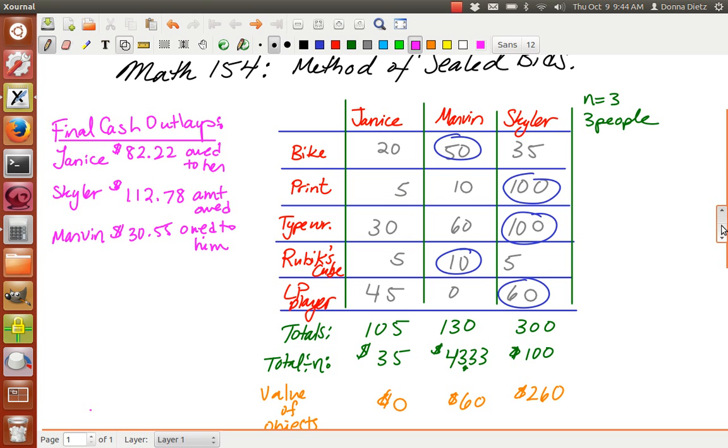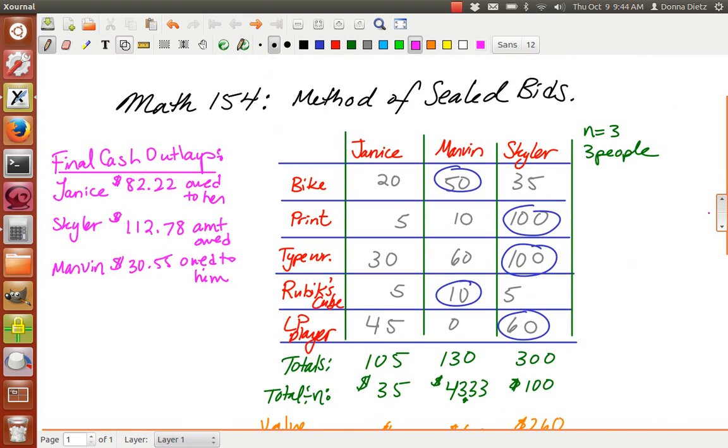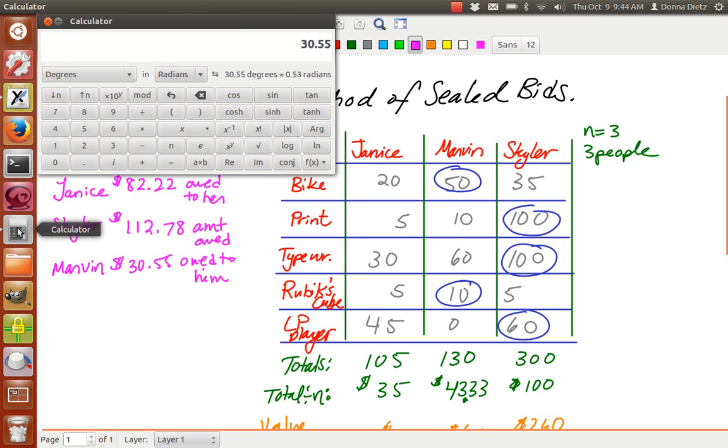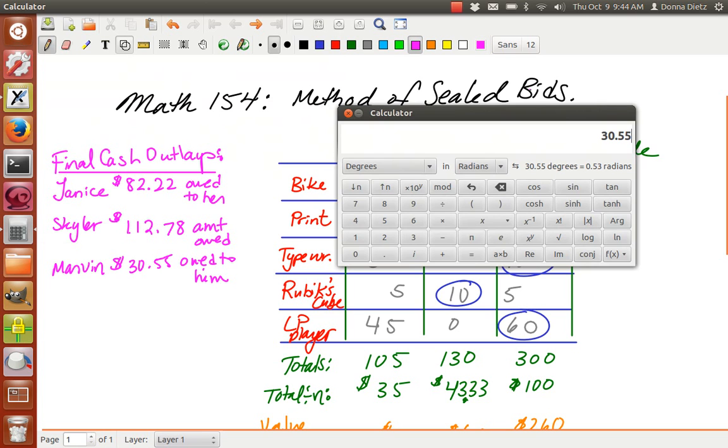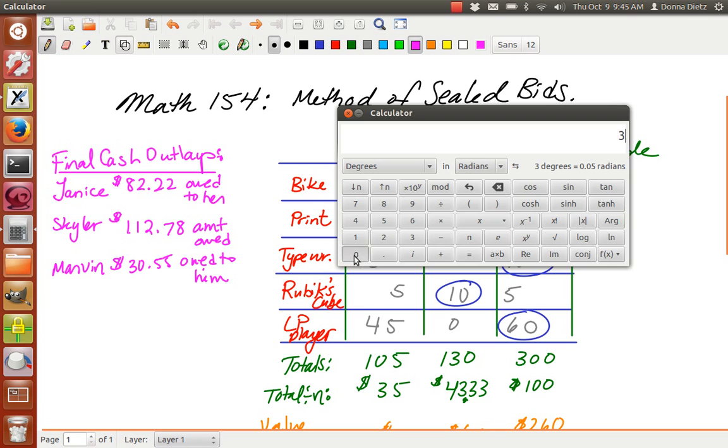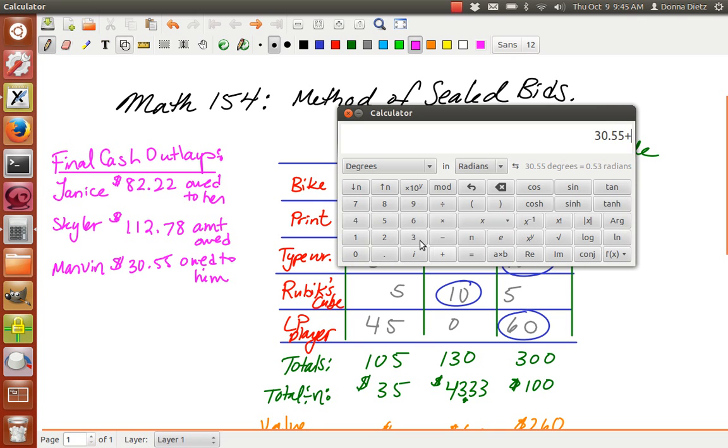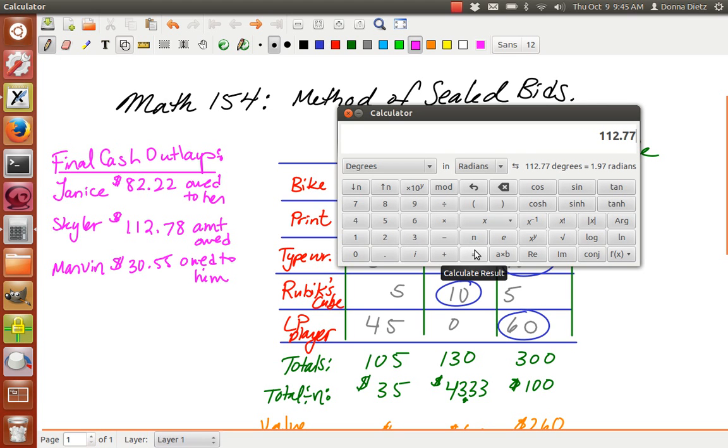So we did all this arithmetic, and this is what the treasurer comes back and says. These are the final cash outlays. Janice and Marvin get money from Skylar. Now let's just add these up and make sure they add up. If they're off by a penny, it's okay because that could be round off, but it shouldn't be off by more than 1 or 2 cents. So you take all your calculations to the penny, and if you're off by more than 2 cents, then redo that. So let's make sure this works out. The Marvin amount is $30.55 plus the Janice amount is $82.22. This should add up to the Skylar amount. See, it's off by a penny. That's okay. It's all right to be off by 1 or 2 pennies.